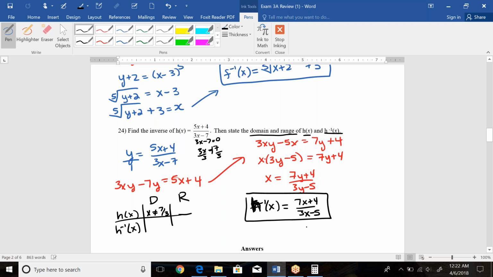In the inverse, we'd say 3x minus 5 cannot equal 0. So we'd add 5 and we divide by 3. So this one says x cannot equal 5/3. Your ranges are both y values, not x values, and you just swap which one is which. So this one is the 5/3 and this is 7/3.